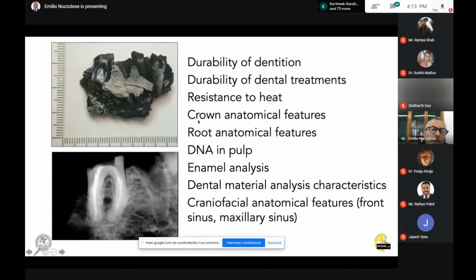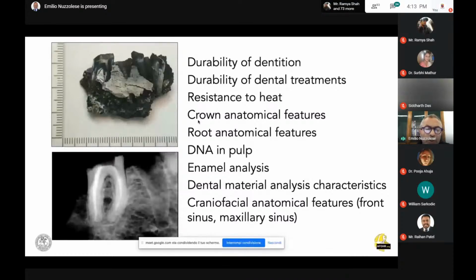We can perform the human identification process not only using treated teeth, we can also use crown or root anatomical features, even of perfectly sound teeth. Teeth are also an extraordinary source of DNA, especially when human remains are skeletonized or carbonized, and forensic geneticists can find a very good DNA inside the tooth, in the pulp of the tooth.